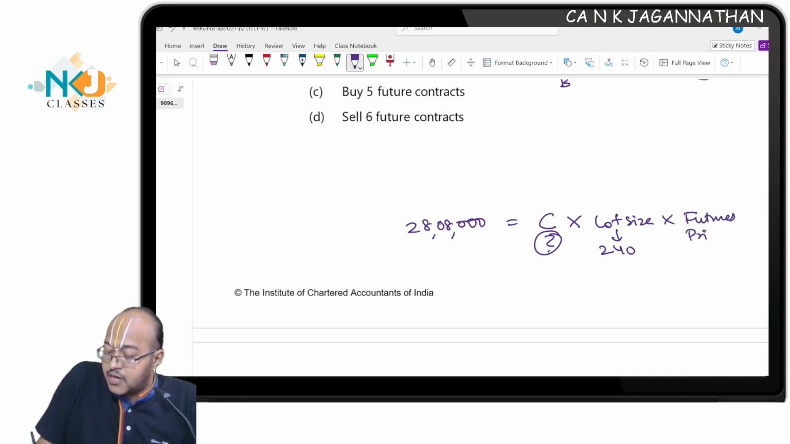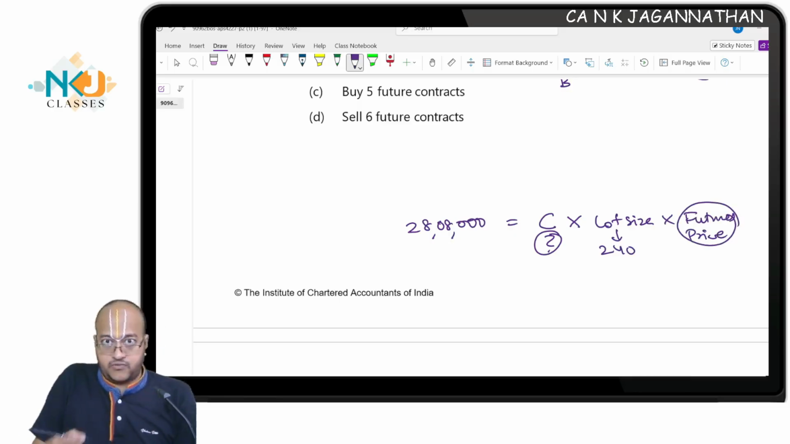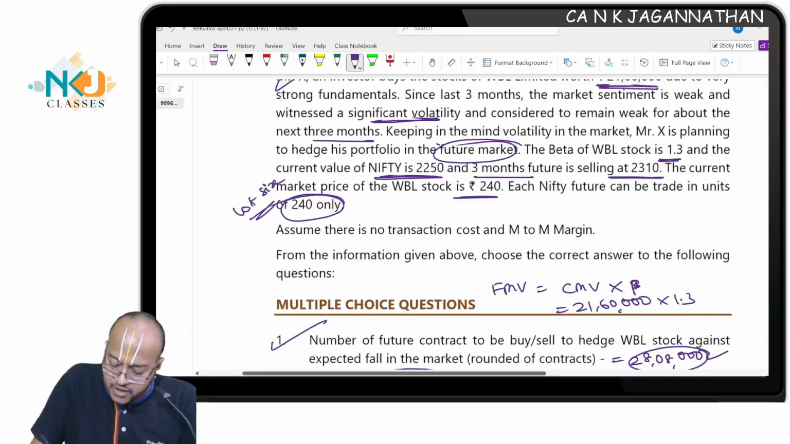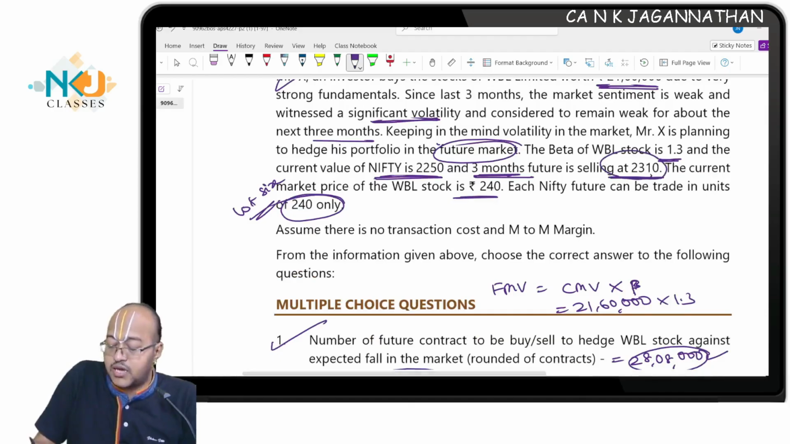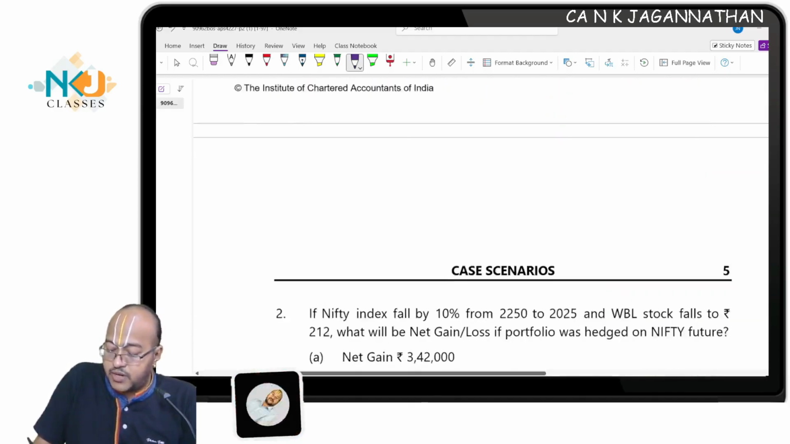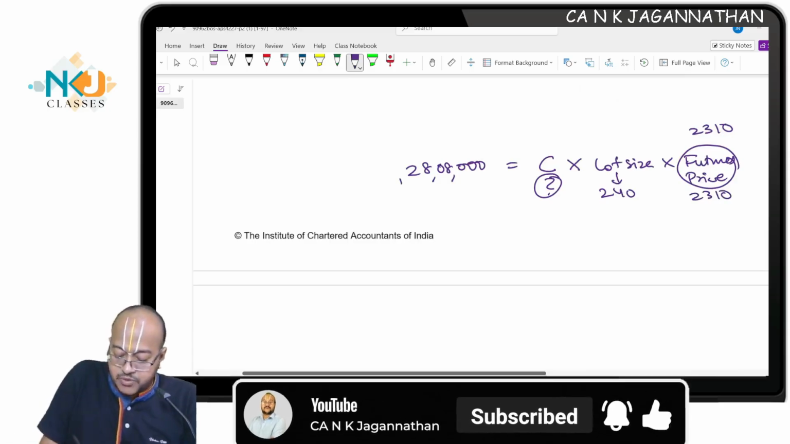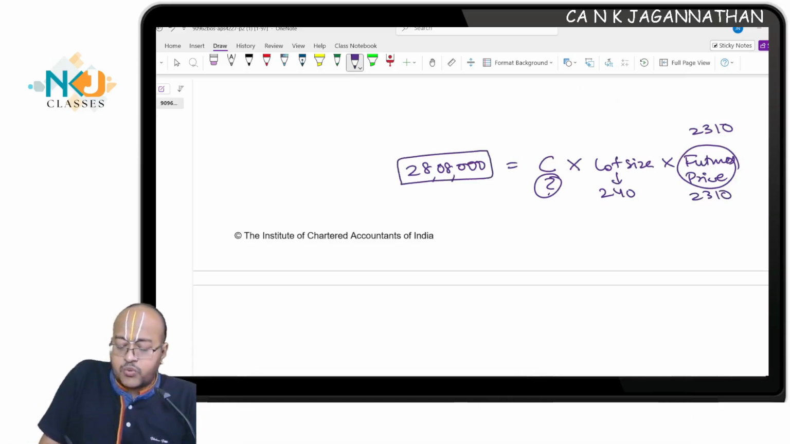The futures price, at which you take position today, is 2310. I'll just confirm, yes, the 3 month future is selling today at 2310. This is where you will take the position. So this is the futures price 2310, which means, very simple, the value should be equivalent to 28 lakhs 8,000. You need to find out the contracts. Lot size is here, futures price is there.